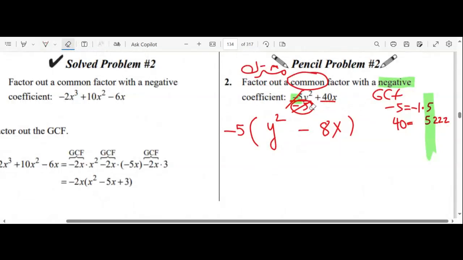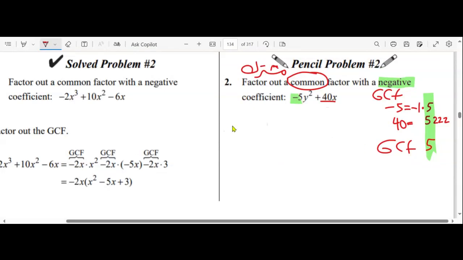Now let's do this together. I will erase this. I have here negative 5y squared plus 40x. What is common? 5 and 40? 5. So the greatest common factor is what? 5. So you take 5.